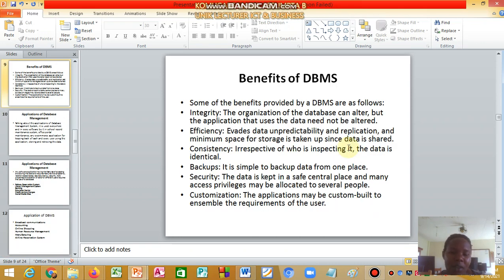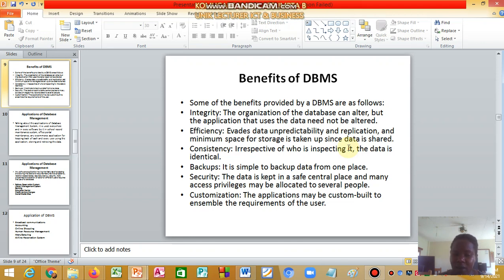What are some of the benefits of database management systems? One, some of the benefits provided are integrity. The organization of the database can alter, but the application that uses the data need not be altered. Efficiency, of course. You cannot replicate the data that is already in. Consistency, irrespective of who is inspecting it, the data is identical. Backups, it is simple to back up data from one place.